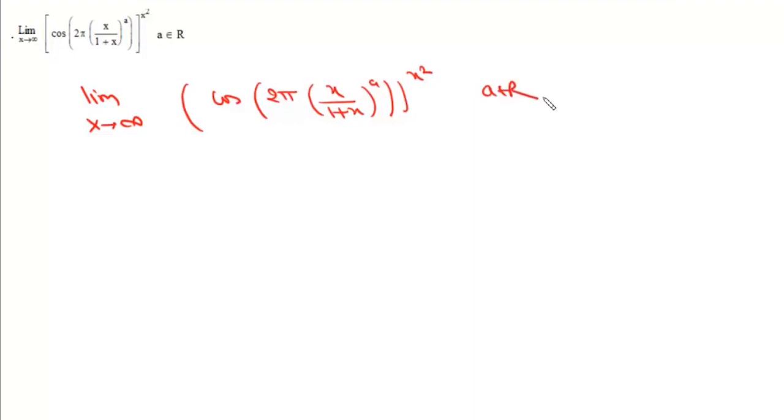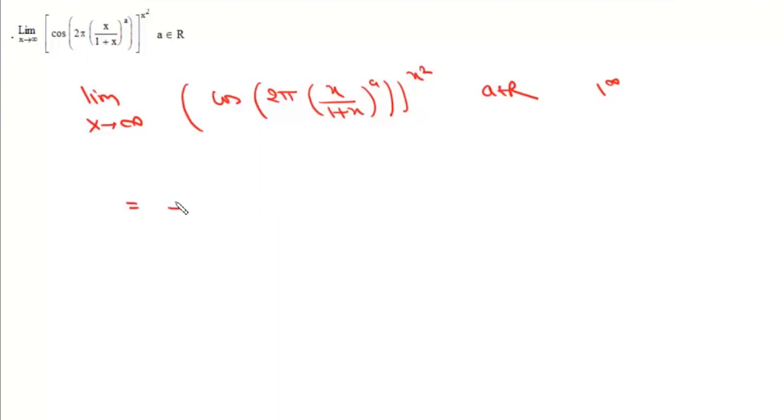Now first we'll check its form. This is x upon 1 plus x. When x tends to infinity, it will be 1. Now cos 2 pi is 1, and 1 to the power x square is 1 to the power infinity. So it is 1 to the power infinity form. That means we are going to use this shortcut directly.